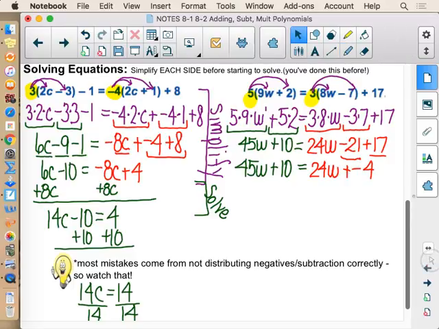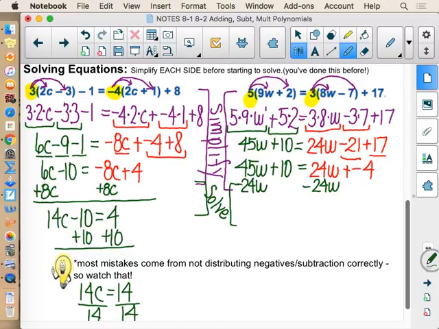Now, same thing that I was talking about before, up to here we are in simplify mode. Now we're going to switch over and actually be solving this equation. Now that we've got it as simple as we can get it on each side, we could switch into that mode where we add and subtract on both sides to solve. I would choose to subtract 24W's on each side. I would choose to subtract 10 on each side next.